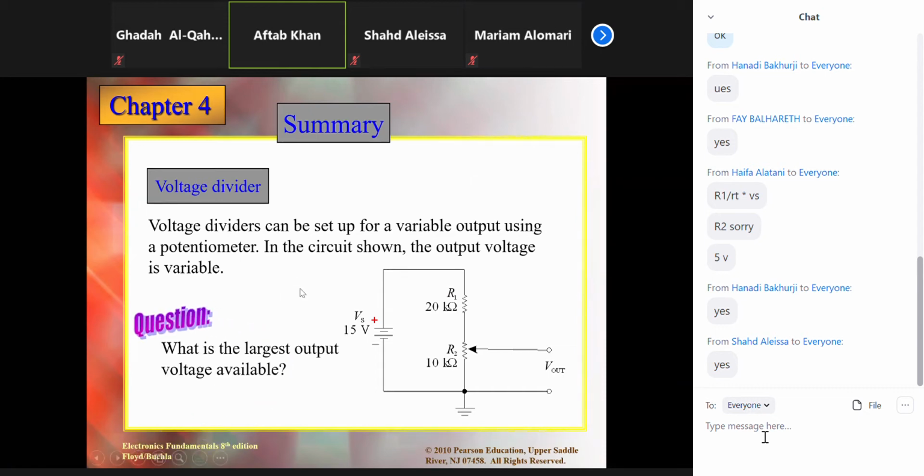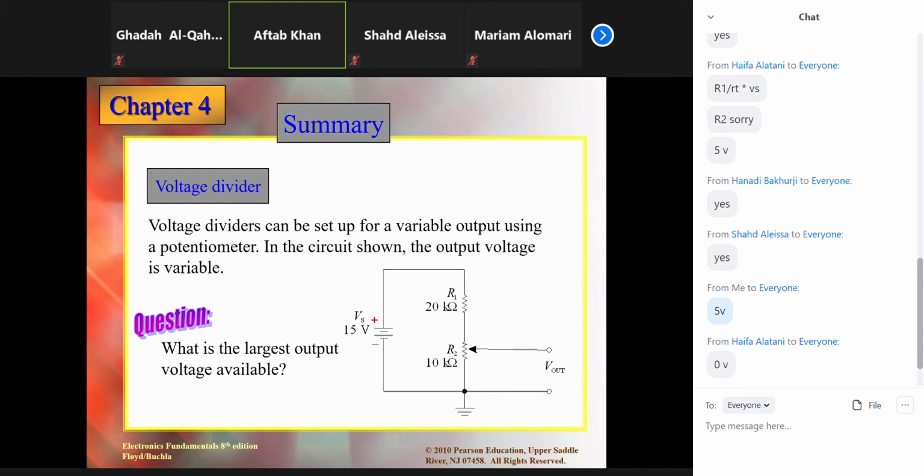So they are asking what is the largest output available. I already explained to you that the largest voltage will be 5 volts. Similarly, if I ask you what will be the minimum or smallest voltage, that is going to be simply 0. Yes, correct. All right.